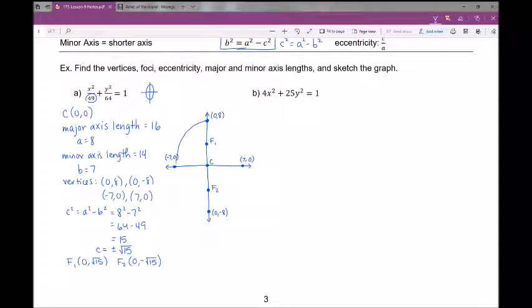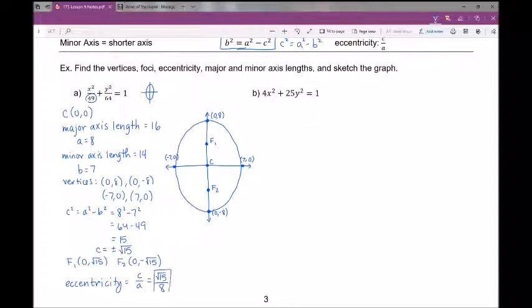I just need to complete my shape. Okay, so if we connect those vertices, we get a pretty nice looking ellipse. Okay, and so the last thing we need to find is the eccentricity. So the eccentricity is c over a, which we found c to be the square root of 15, and we know that a is 8. So that's all there is to the eccentricity.